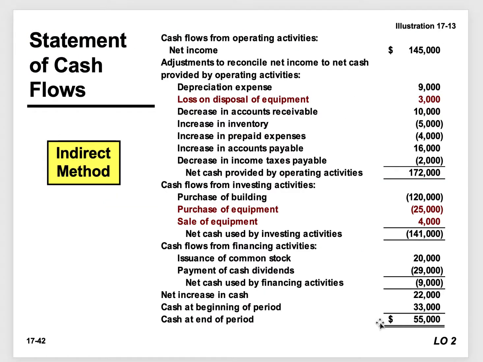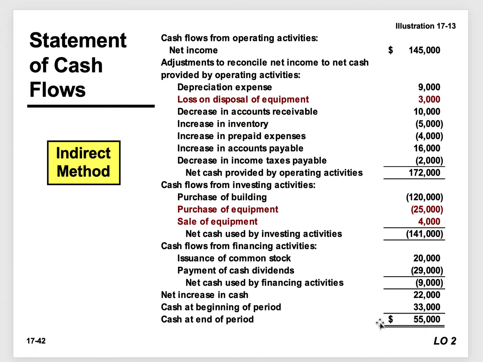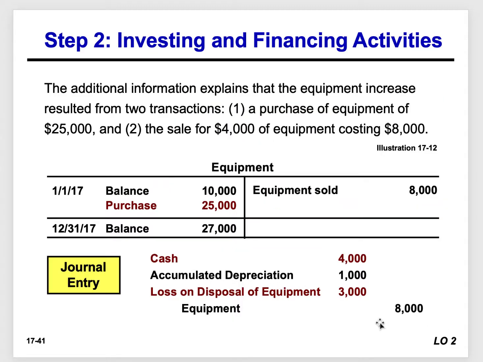And then they just go through each of the investing and financing activities. But right here is really the key. This is where we have the entire statement of cash flow. But notice this example, and this is really important. So that additional information: we purchased equipment for $25,000 and we sold equipment for $4,000. That equipment cost us $8,000.